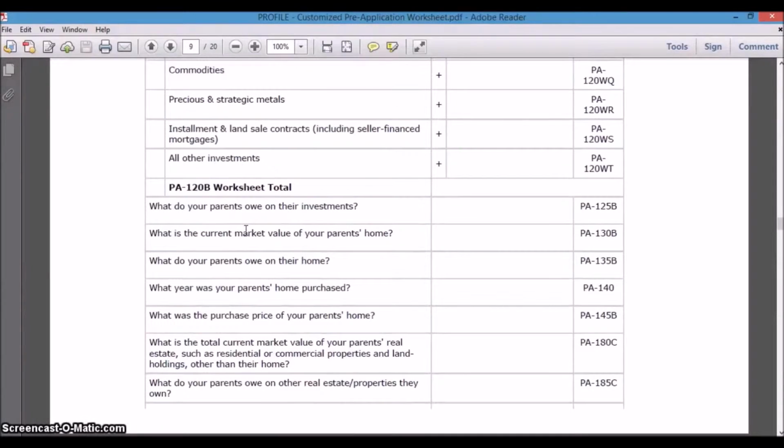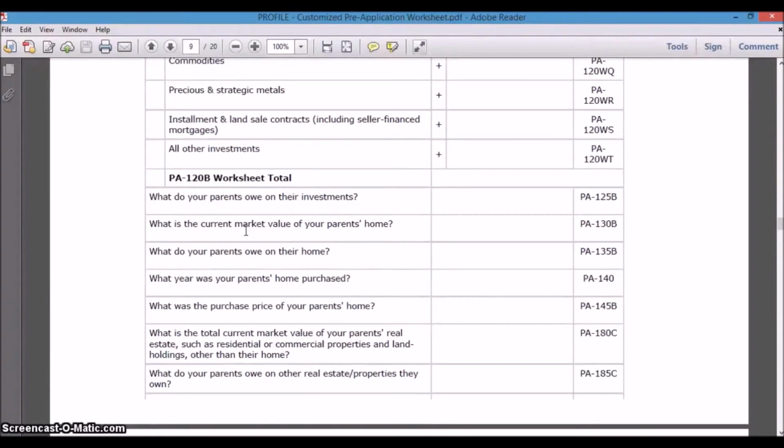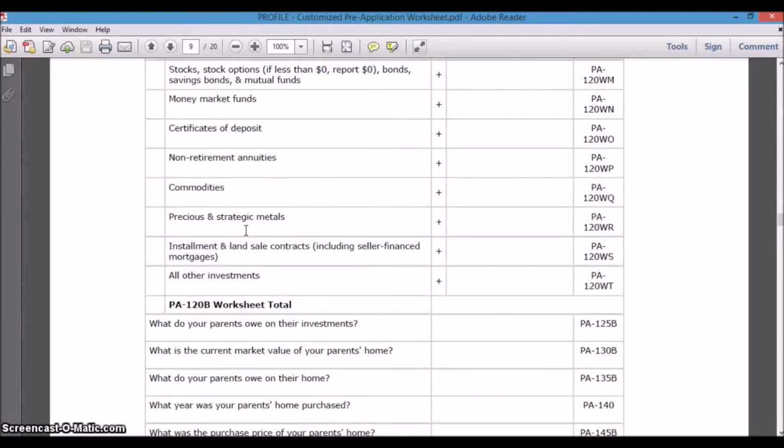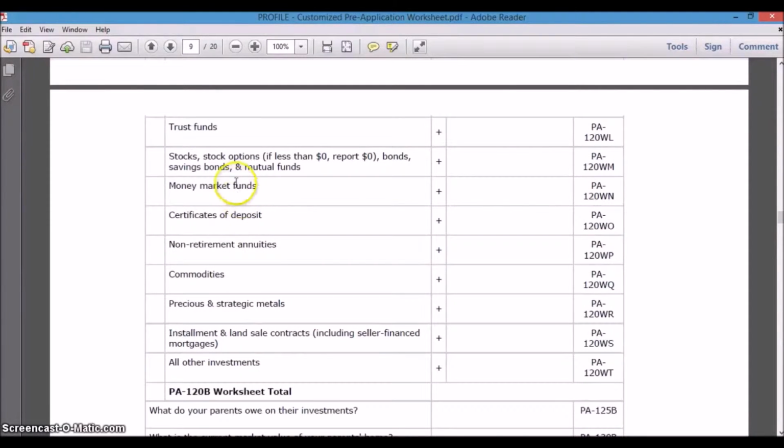If you feel like none of these apply to you, remember to not leave the answers blank. Make sure you write 0 in the answers, so never leave anything blank. For example, in the section that says stock and stock options, if your parents don't invest in stocks or bonds, then you should not leave this question blank, just put 0.